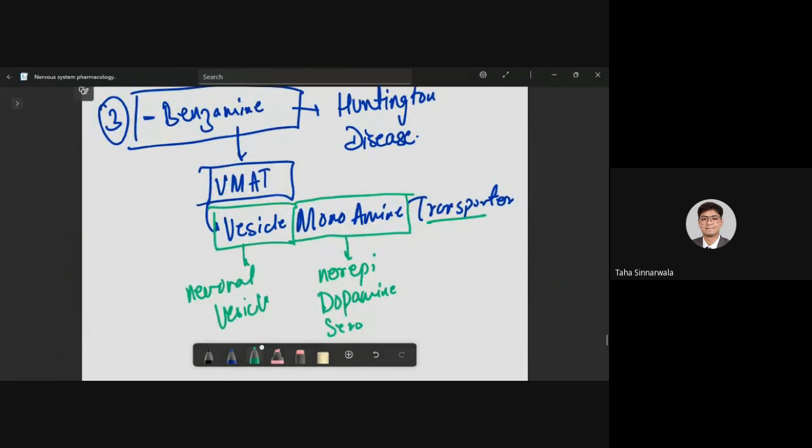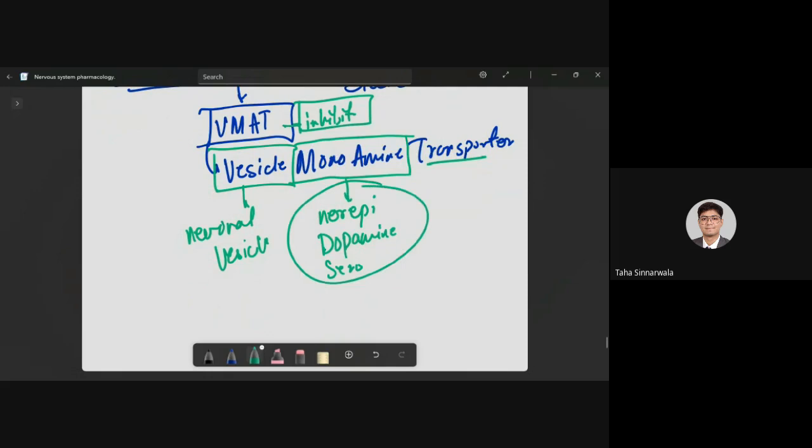And we said that benzamines inhibit the VMAT. So ultimately, what they're doing is preventing the release of these neurotransmitters, and that is how these medications work. They inhibit VMAT, the monoamine vesicle transporter, which prevents the neuron from releasing these vesicles into the synapse. And that is good for Huntington's disease.